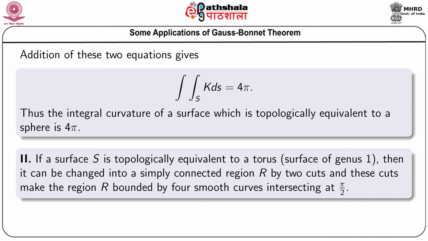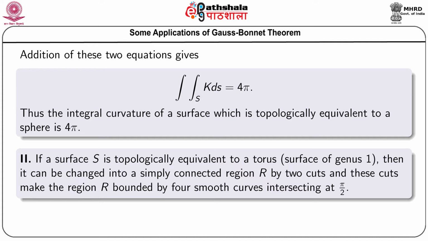Next, we see another interesting surface, the torus, which is a surface of genus 1, and the intrinsic geometry of the torus has been taught in our earlier modules. So, if a surface S is topologically equivalent to a torus, then it can be changed into a simply connected region R by two cuts, and these cuts make the region R bounded by 4 smooth curves intersecting at pi by 2.